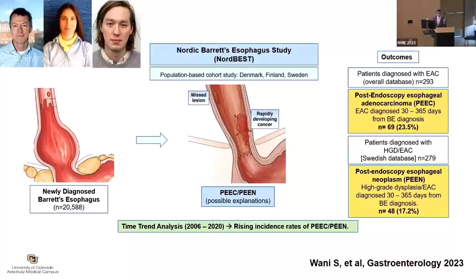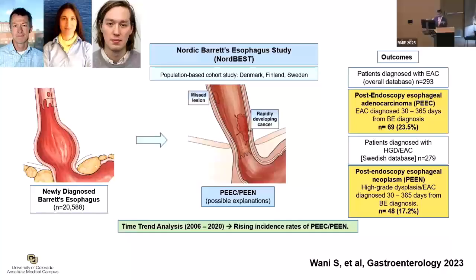In order to improve the quality of endoscopy that we perform for our patients with Barrett's esophagus, we coined these two terms. If there's one thing you can take away from this presentation, it is to understand the terminology of post-endoscopy esophageal cancer and post-endoscopy esophageal neoplasia. And now there's a growing body of literature describing how we can potentially miss high-grade dysplasia or cancer when we perform screening or surveillance endoscopy for our patients with Barrett's esophagus.